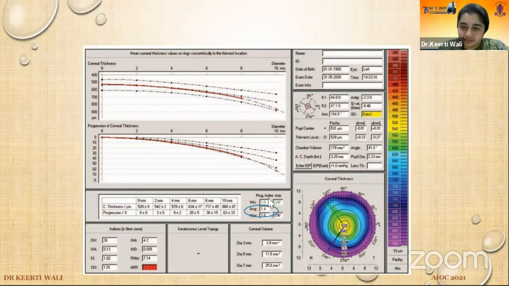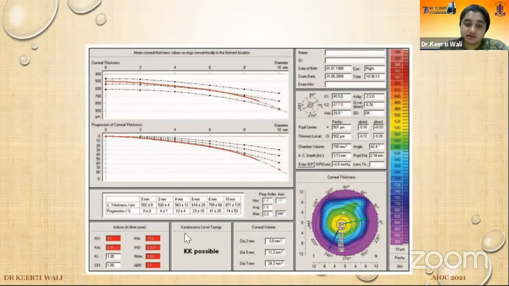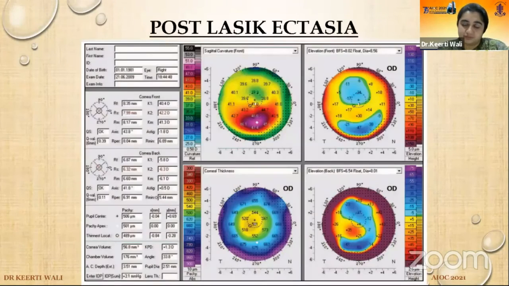So here you can see the average is very high, and when we see the topography of the other eye, this shows a clear-cut keratoconus with steep K values and the typical features, and the thinnest location is 502 microns. On the Belin-Ambrosio curve, it indicates keratoconus, and the indices are all in the pathological range. So this case definitely needs treatment for keratoconus rather than a refractive procedure.